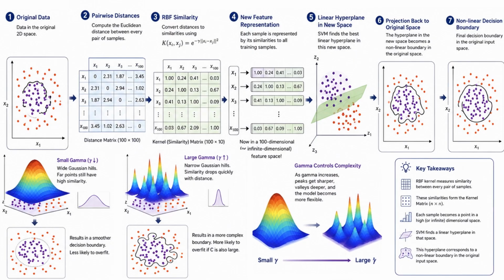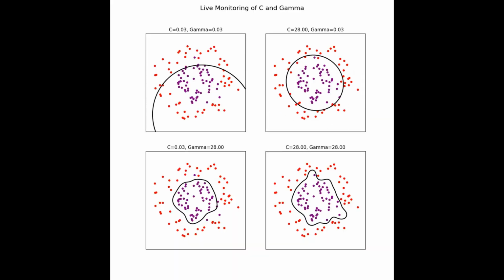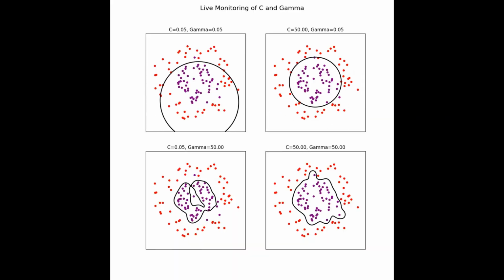That flexibility can be useful. But if gamma is too large, especially when C is also large, the model may start fitting noise in individual training samples, instead of learning the general pattern. So in practice, C and gamma should usually be tuned together using cross-validation. Now let's see the combined effect of changing C and gamma simultaneously in this video.